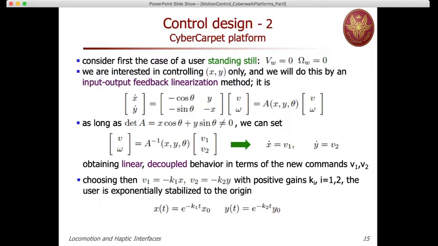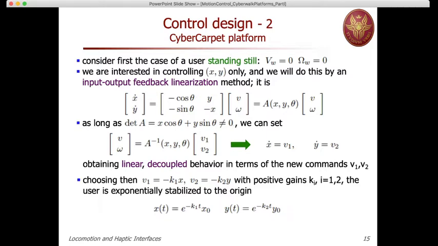So with this in mind, we try to stabilize this system. These are simple integrators. We have to stabilize the origin. So the choice that we made is for v1, we choose minus k1 x with some positive gain k1, and v2 equal minus k2 y with some positive gain k2.